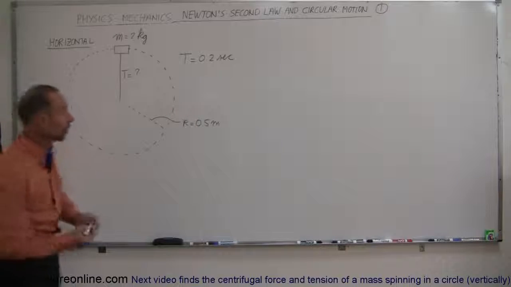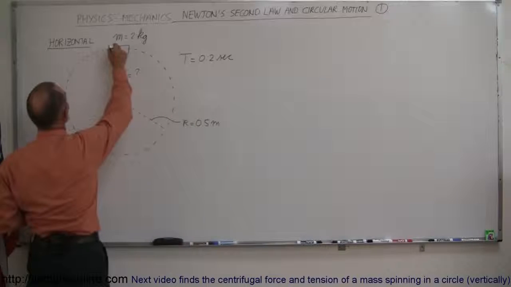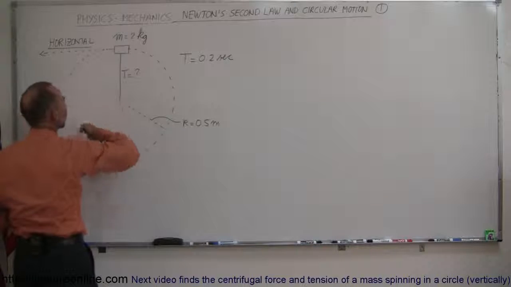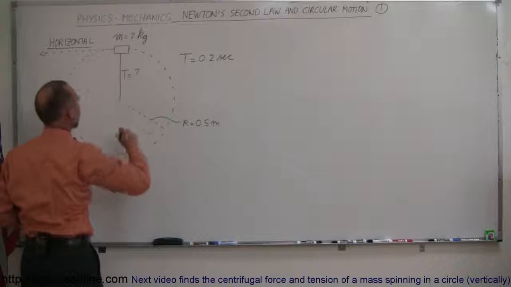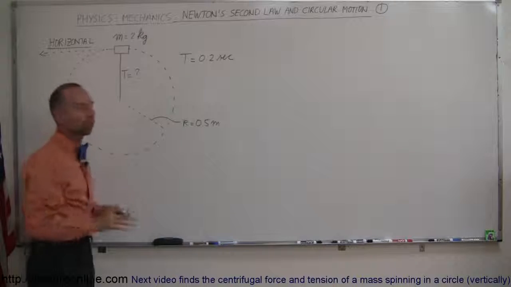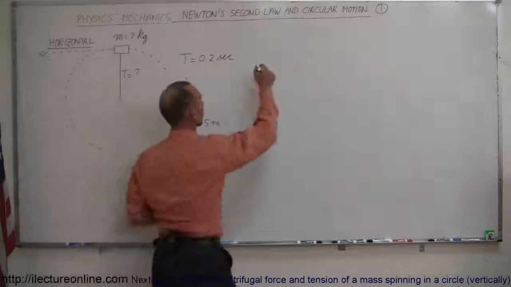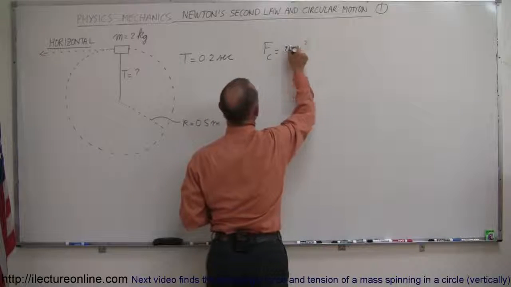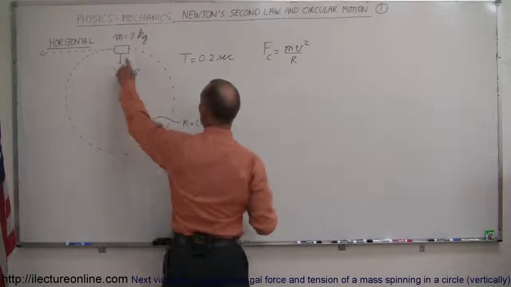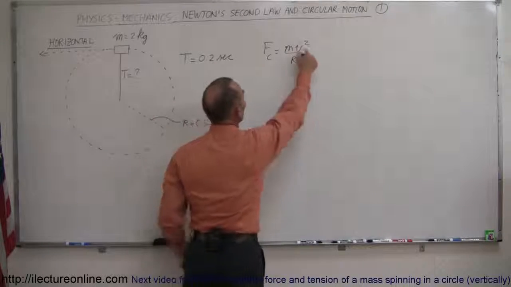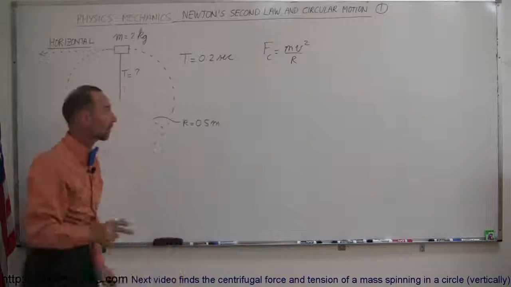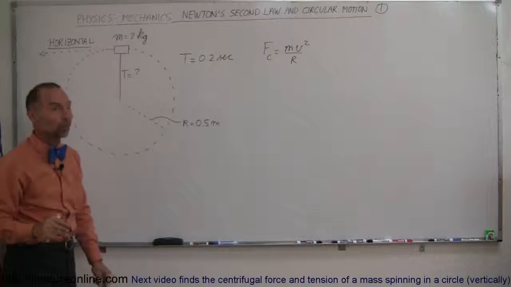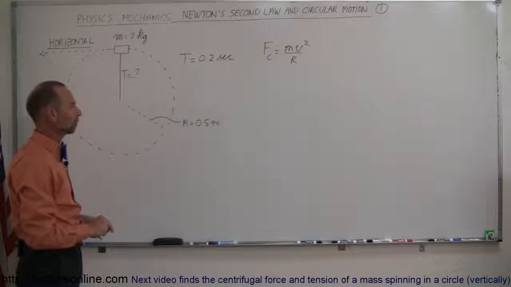And remember, Newton's first law says that if there's nothing there to keep it from going straight, what it normally would like to do, you need some sort of force to change its direction, and that would then be called the centripetal force. And the centripetal force can be found by saying it's the mass times the velocity squared divided by the radius. We have the mass, we have the radius, we do not have the velocity. So now we have to figure out the velocity of this thing, realizing that every 0.2 seconds it makes one revolution, or 5 revolutions per second.